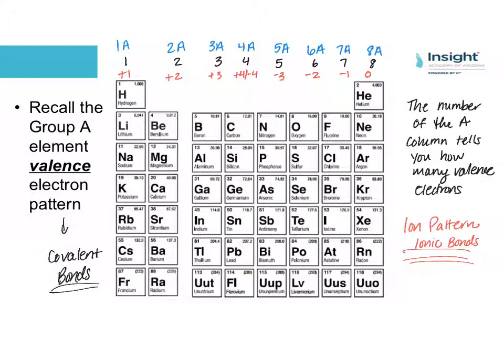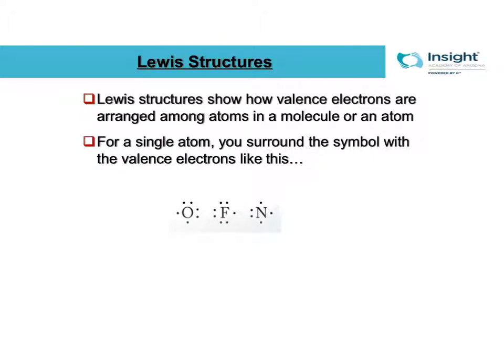So, the valence electron pattern tells you that everything in group 1A has one valence electron. Everything in group 2A has 2 valence electrons. Everything in group 7A has 7 valence electrons, up to 8 valence electrons in the noble gases, which is a full octet, and that's why the noble gases don't react. When it comes to drawing a Lewis structure, you just have to look up where that atom falls in the periodic table. Oxygen falls in group 6A, so we know it has 6 valence electrons.